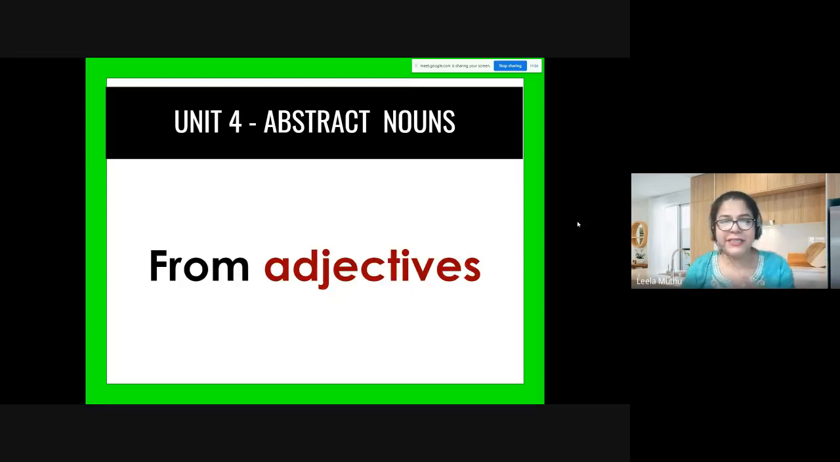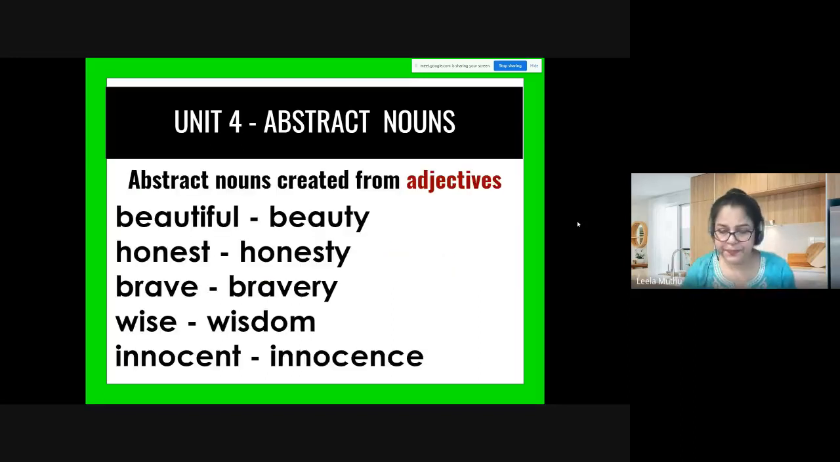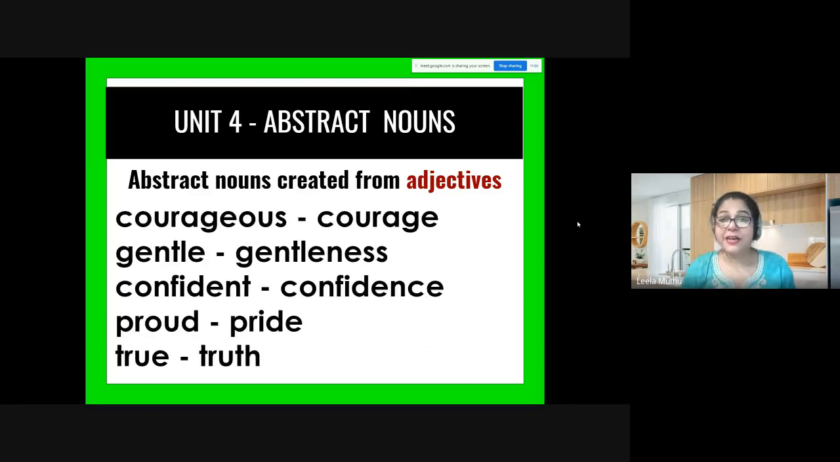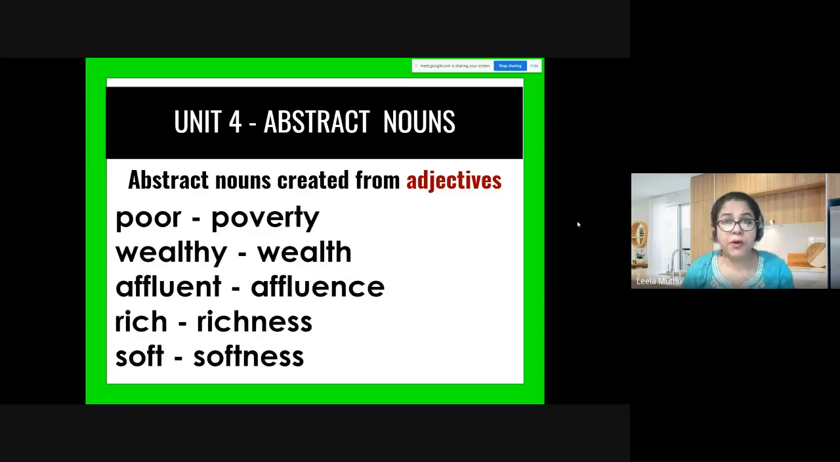Now let's see the different words. Now these are lots of examples for you. Okay, beauty, beautiful. All the ones on the left are adjectives, and these words on the right are the abstract nouns which we can create using these adjectives. Beautiful, beauty. Honest, honesty. Brave, bravery. Wise, wisdom. Innocent, innocence. Courageous, courage. Okay, gentle, gentleness. Confident, confidence. Proud, pride. True, truth. Poor, poverty.